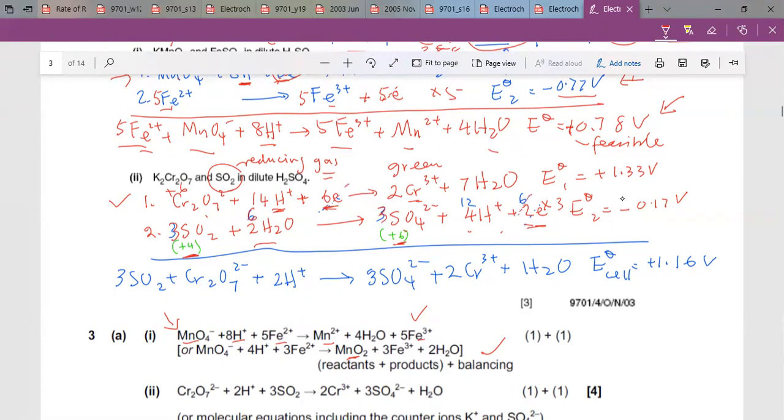Then you write the balanced equation: 3 moles of this one plus 1 mole of dichromate. Here again, 14 and 12, you bring over 2H+. Water here got 6 and here got 7, so you bring it over here. So it's 1 mole here. And of course, you add this up.